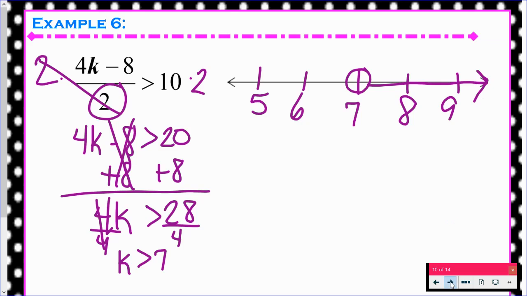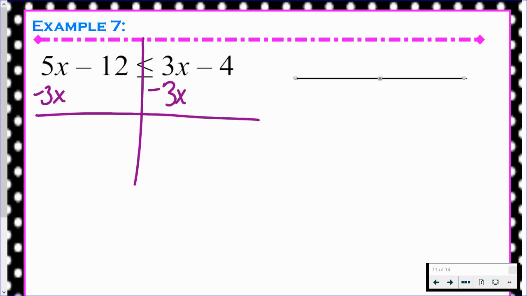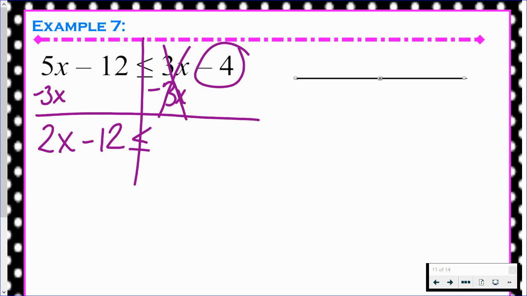Good. Almost there. Okay, now we have a little bit of variables on both sides. So what I'm going to do is I want to move one of the variables. It does not matter. I like to always say I like to move the smaller one. So I'm going to move the 3x to the other side. 3x minus 3x cancels out. 5x minus 3x is 2x minus 12 is less than or equal to, and don't forget this is -4 when I bring it down.